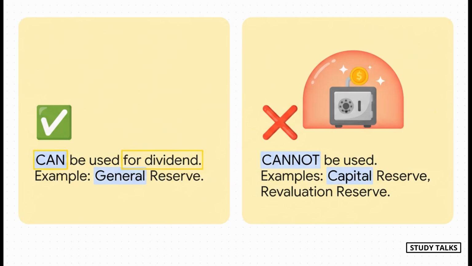So, your general reserve? Yeah, that's fair game. But things like a revaluation reserve, the one you create by just marking up the value of an asset, or a capital reserve? Absolutely not. Using those for dividends would basically be like giving capital back to shareholders, which is a big, big no-no.